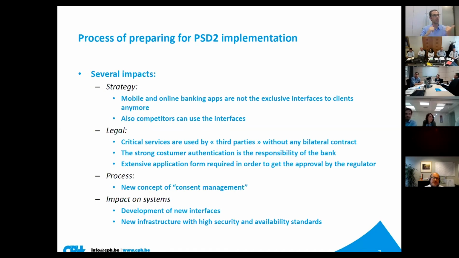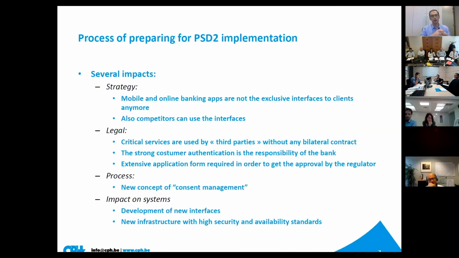So the applications of other banks will allow access to accounts of our bank. From a strategic point of view, this is a new given. It's already happening that clients are accessing our accounts using the application of a competitor. So from a strategic point of view, it's a new kind of thinking.